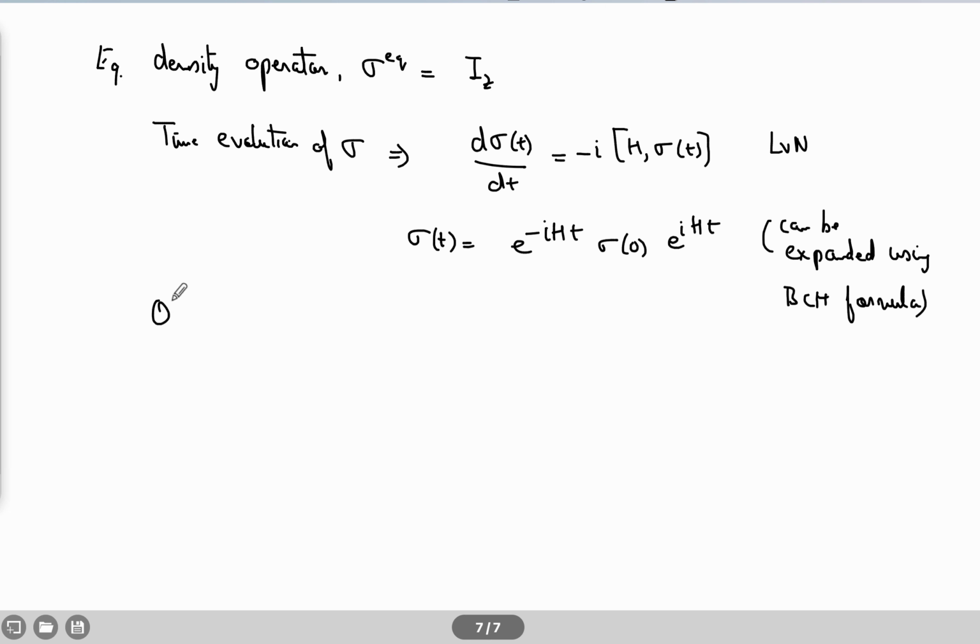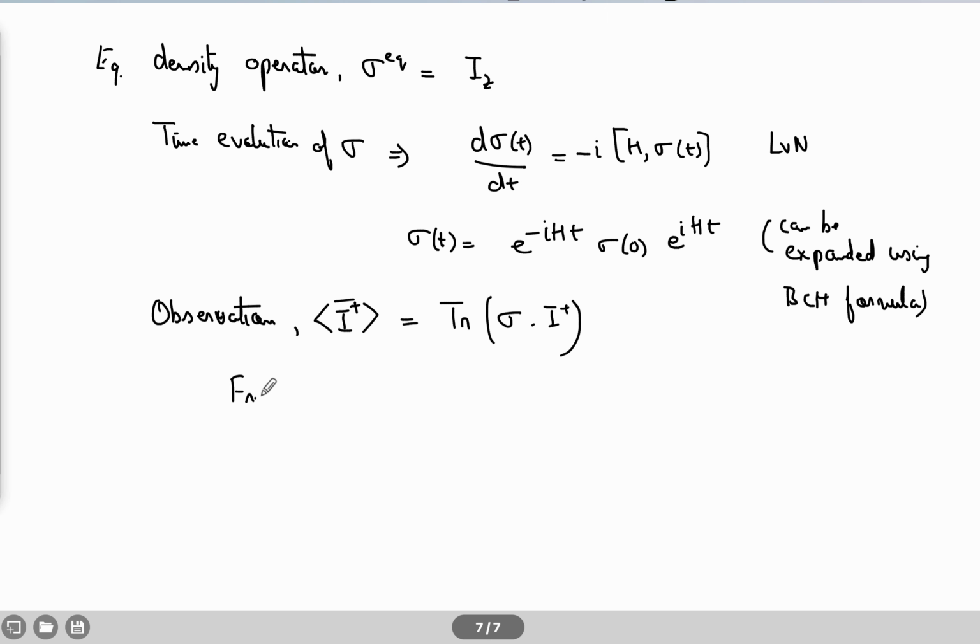Also, the observation at the end of the experiment is done by finding the expectation value of the I plus operator, which is given by trace of sigma at the end of the experiment into I plus.